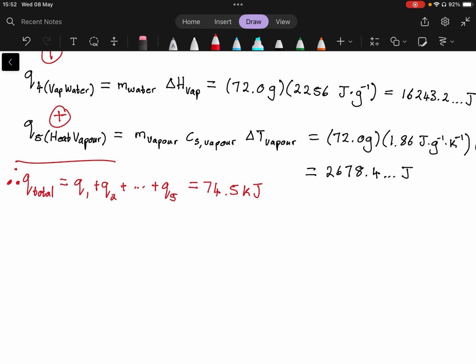Okay, and of course you need to answer the question. So then you say, therefore, the total energy, you can write these words out, total energy required to turn ice at minus 10 degrees Celsius to water vapor at 100 degrees Celsius is 74.5 kilojoule.